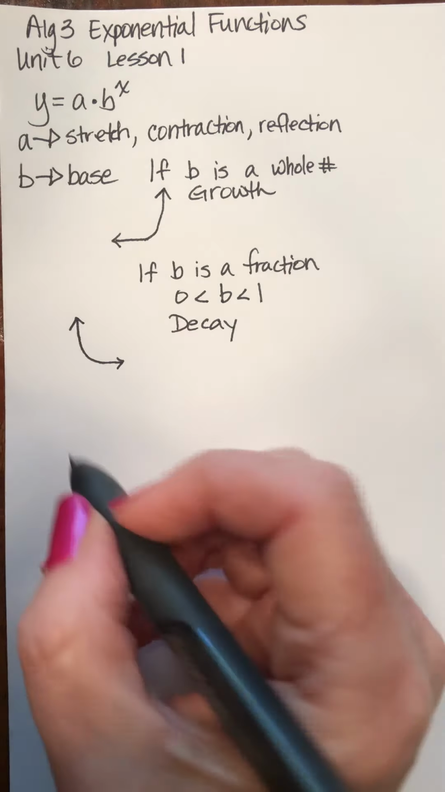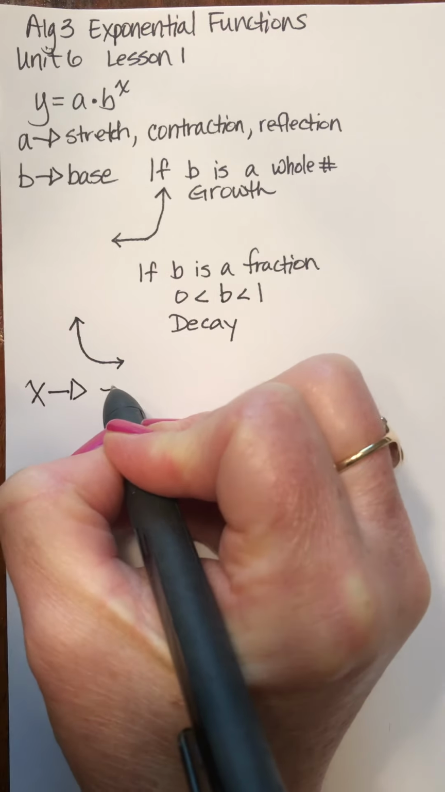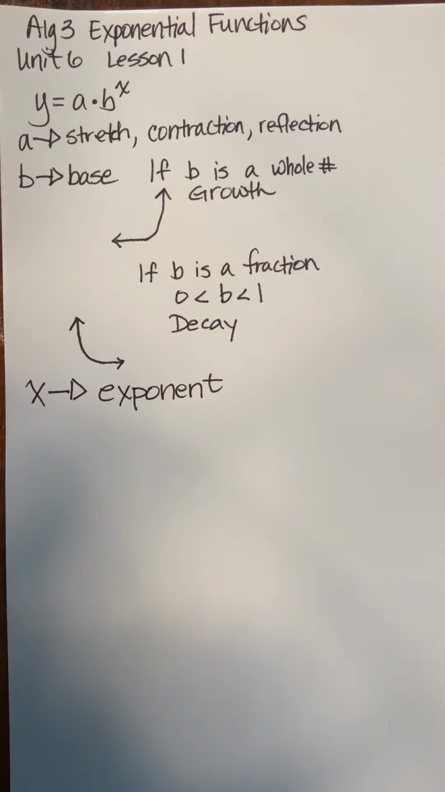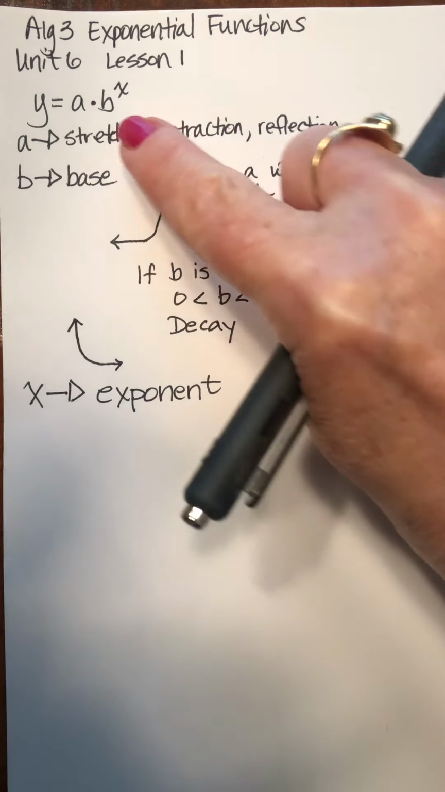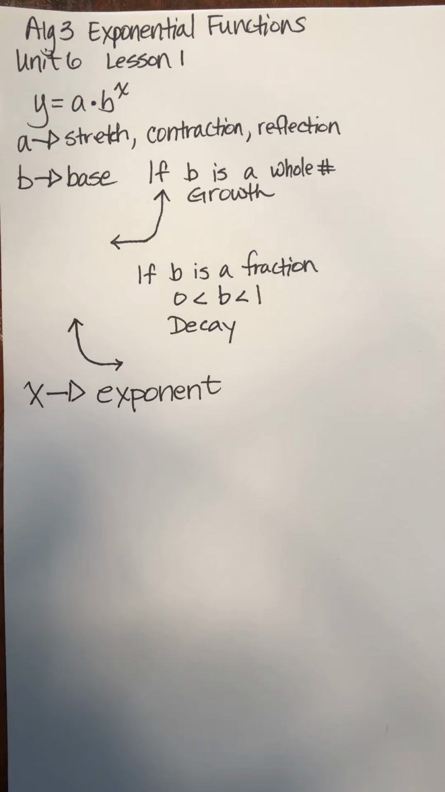Okay? X is always going to be the exponent. And this is going to be what we plug numbers into to find some points on the graph. So when we look to graph these, you're going to substitute a value in for x, raise b to that power, and work out your equation, get your point, and plot it.